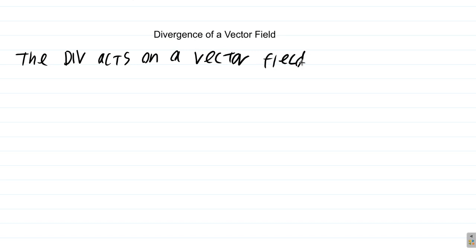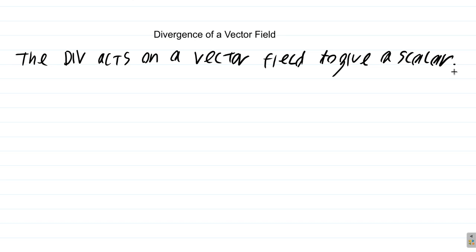Now, just like how the gradient acted on a scalar field to give a vector, what will happen here is that the divergence, sometimes we call it div, acts on a vector field to give a scalar. Alright?